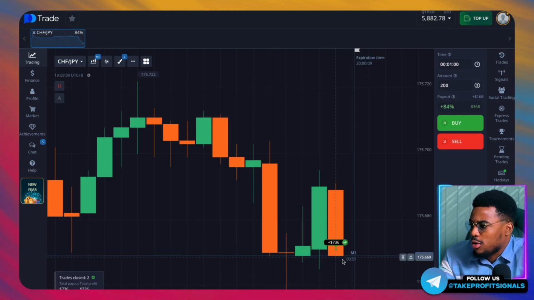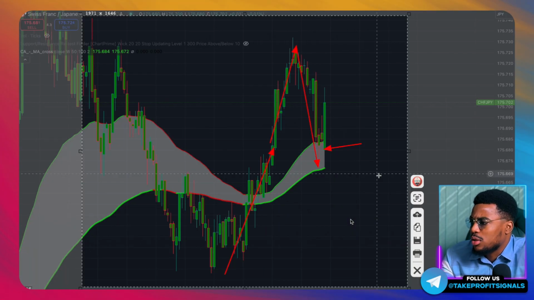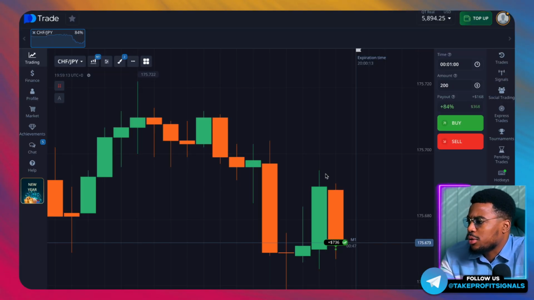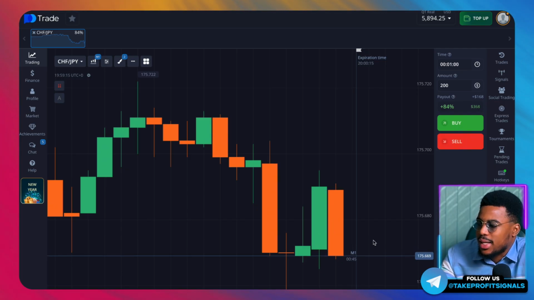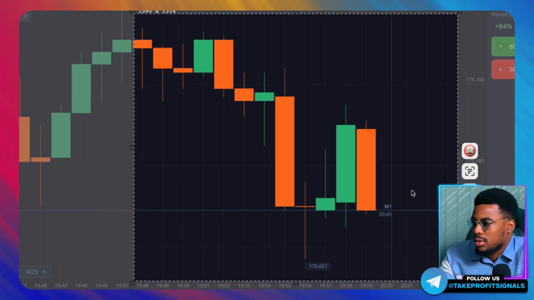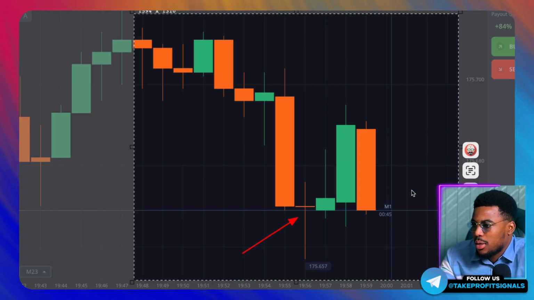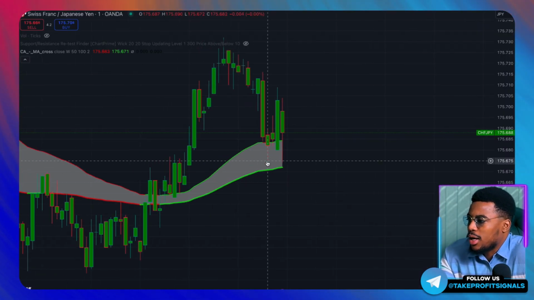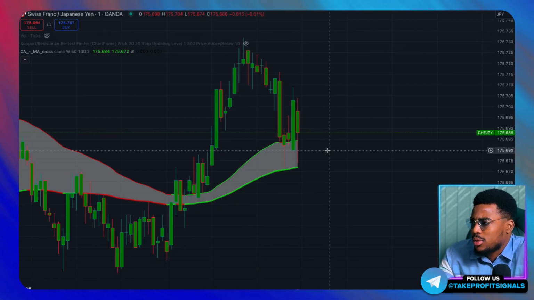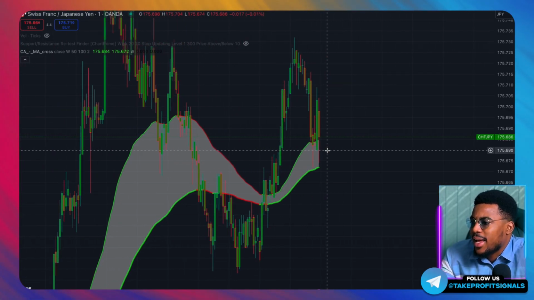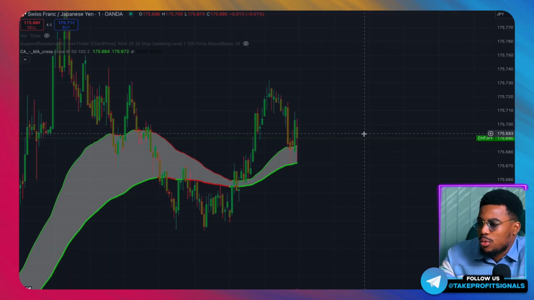Now, of course, it was very risky, but it is good that we managed to enter and exit the trade in time. This candlestick just signals us about the appearance of buyers. Plus, this zone which is a kind of support. We open a series of deals and get a good result. So let's move on.